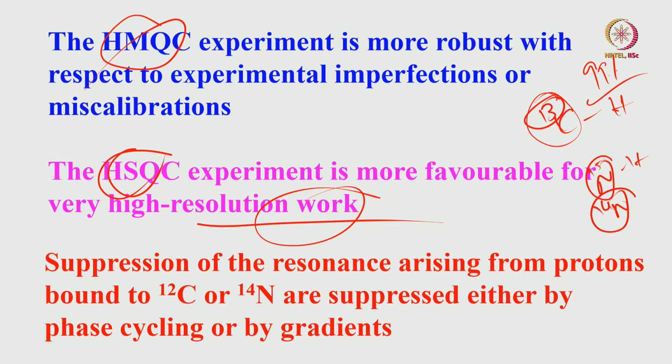How do you suppress that? There are ways of suppressing this. One way is by phase cycling, other way is by gradients. There are 2-3 ways. These two things we will discuss today. So we have to suppress protons signal bound to carbon 12 or nitrogen 14 by using either phase cycling or gradients. Okay.